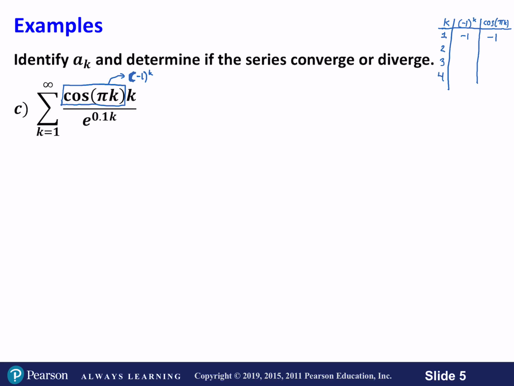If we plug in 2 into -1 to the k, we would get -1 squared, which is just 1. If we plug in 2 into cosine of pi k, we would get cosine of 2 pi. That is 1. If we plug in 3, we would get -1 for both. If we plug in 4, we would get 1 for both. And this continues on indefinitely. So the claim is that cosine of pi k is indeed equal to -1 to the k.